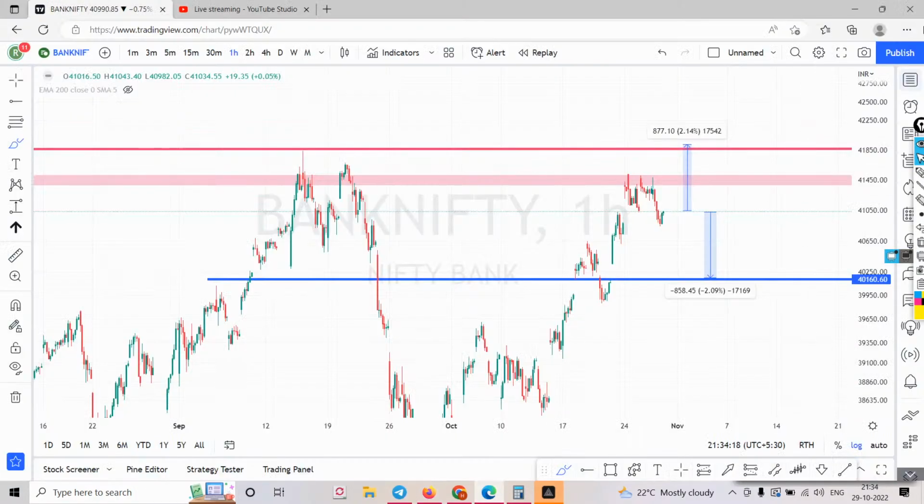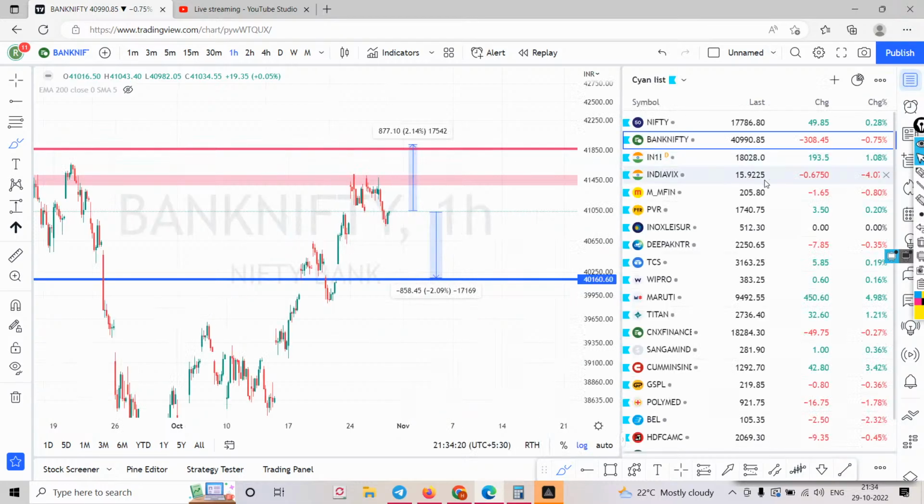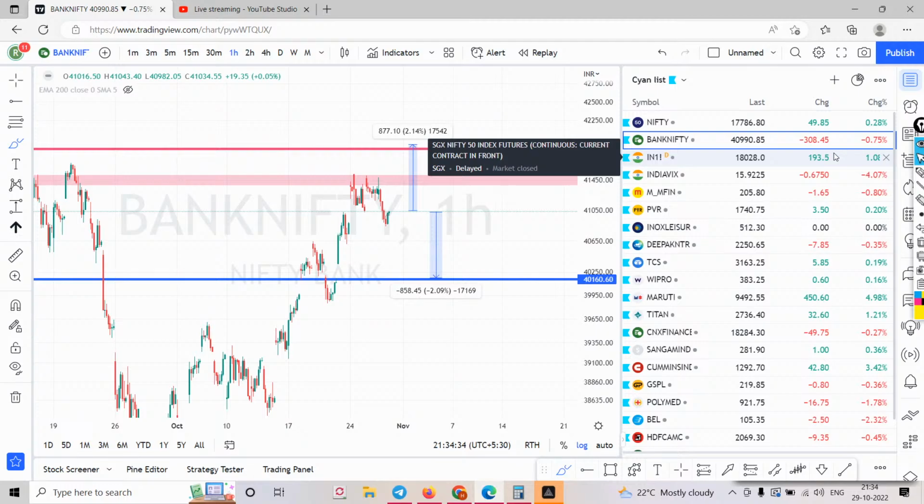Now, looking at this one, your SGX Nifty. I'm not sure whether this got stuck, I think SGX Nifty is off, I believe. Let's say SGX Nifty is up 1%. So tomorrow, let's say Nifty opens gap up by 0.5% or 0.7%, or let's say 1% also.